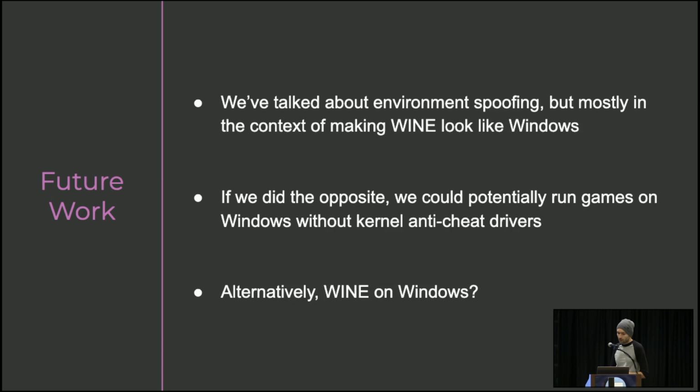So as far as future work, we've talked about environment spoofing, but it's mostly been in the context of making Wine look like legit Windows. I think there is some utility in doing the exact opposite: running on legit Windows and trying to make it look like you are running in Wine. Specifically because that means you're going to cause the anti-cheat system to assume it can't run with its kernel driver and put itself at a disadvantage, essentially.